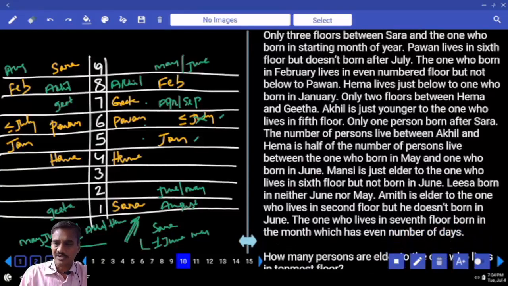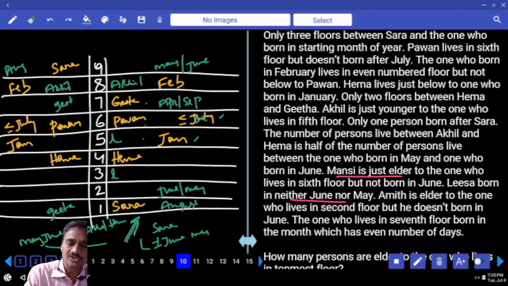And only the number of persons with information. Lisa was neither born in June nor in May. Lisa cannot be in June, cannot be in May. Lisa cannot be in these 2 places, isn't it? And hence where should this Lisa be? Lisa can be either on the 5th floor or on the 3rd floor, only the 2 possibilities. Then Amit is elder to the one who lives on the 2nd floor, and Mansi is just elder to the one who lives on the 6th floor. Now let us find out the 6th floor here.